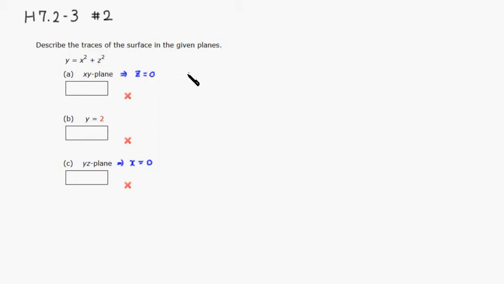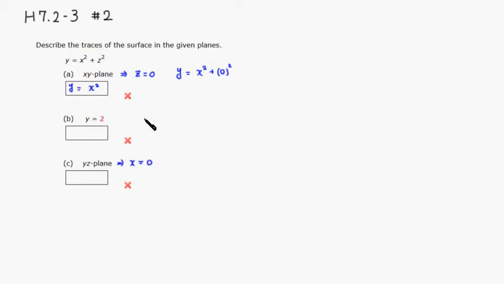So you're going to have y equals x squared plus 0 squared, which is, of course, y equals x squared. Here, it's easy. You have the plane y equals 2, so you just plug it in.